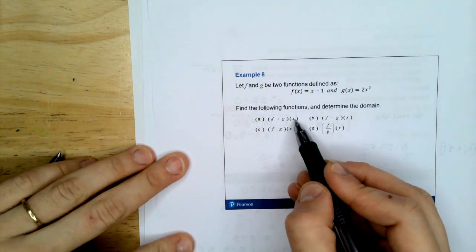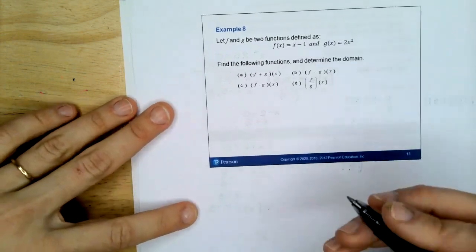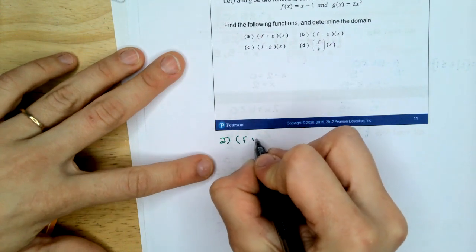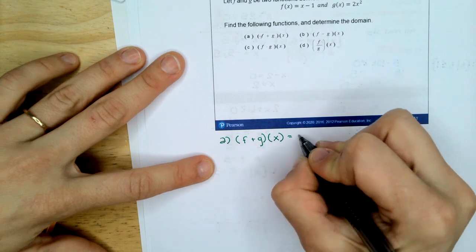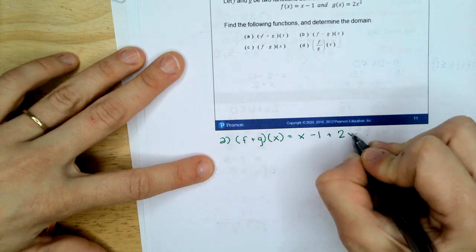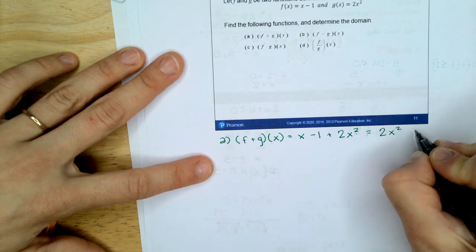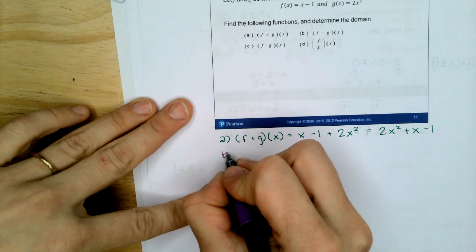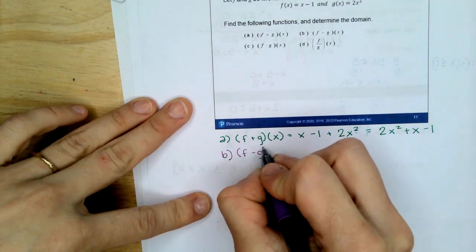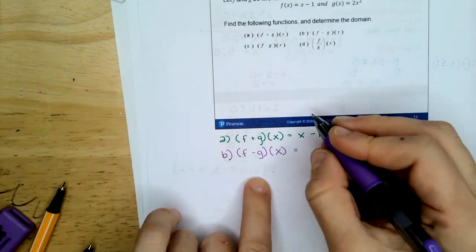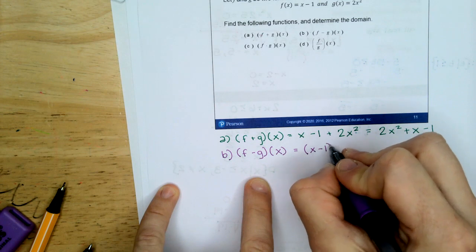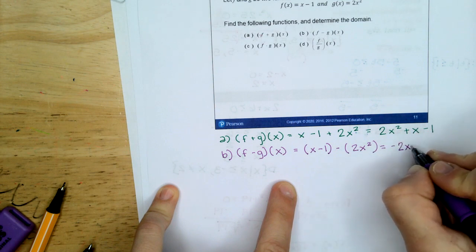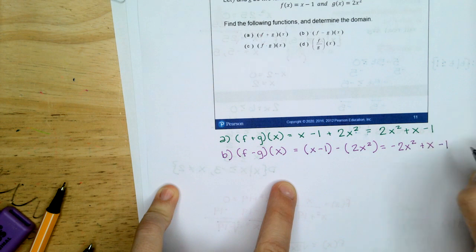A says, what is f plus g of x? That just means we are adding f of x and g of x. X minus 1 plus 2x squared becomes 2x squared plus x minus 1. Okay? B, f minus g of x is equal to x minus 1, you don't really need the parentheses, but minus 2x squared, you don't need those parentheses either, equals negative 2x squared plus x minus 1.